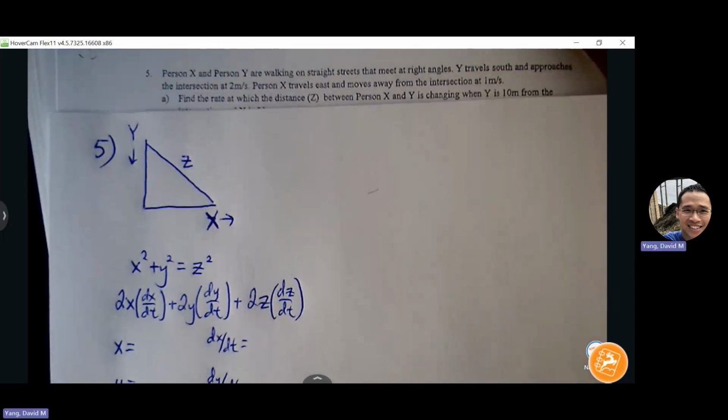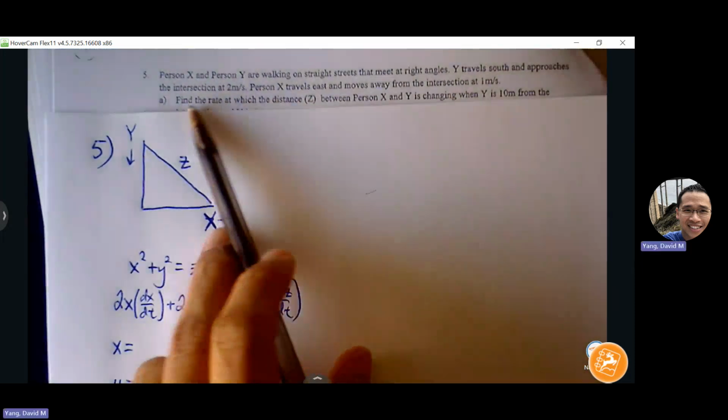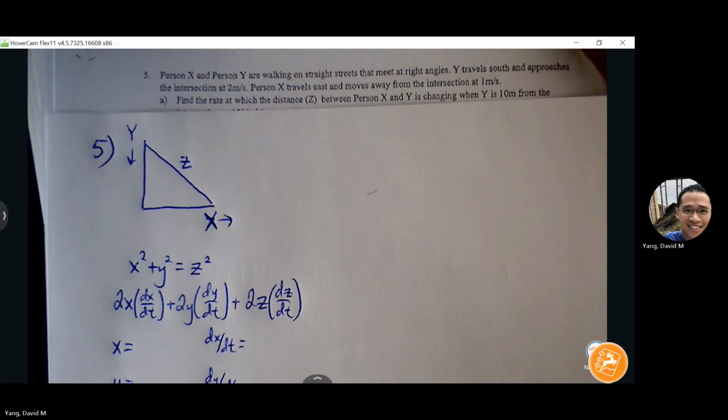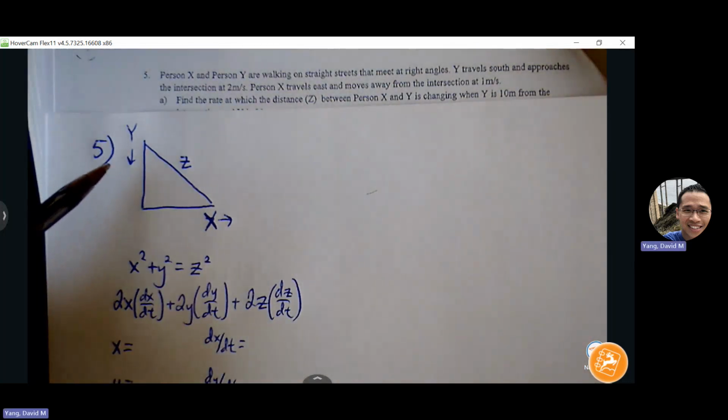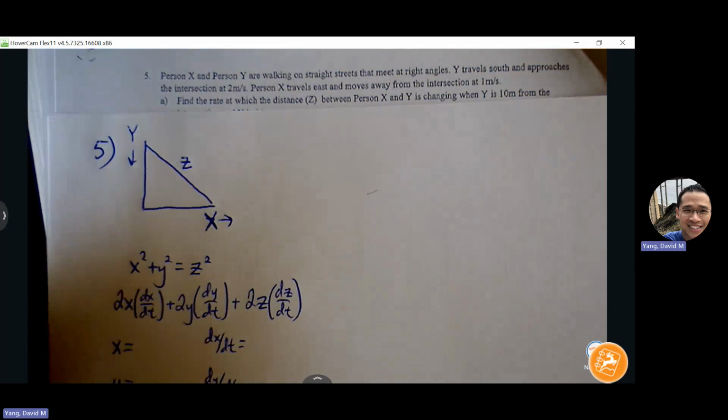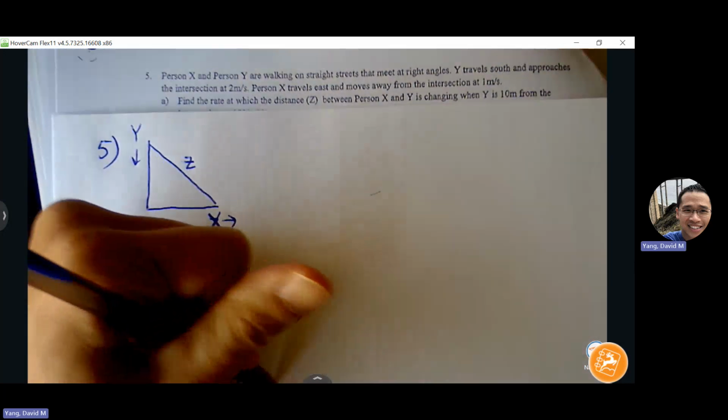Okay, let's go back to our problem here. Y travels south and approaches the intersection at 2 meters per second. What is that referring to? Okay, anything special about dy/dt? Negative because decreasing, not because it's going south, right? The south has nothing to do with this. The fact that this length of your triangle is getting shorter, because as it moves closer towards the intersection, this is going to get smaller, right? So -2.